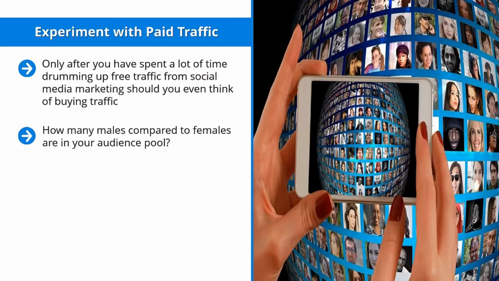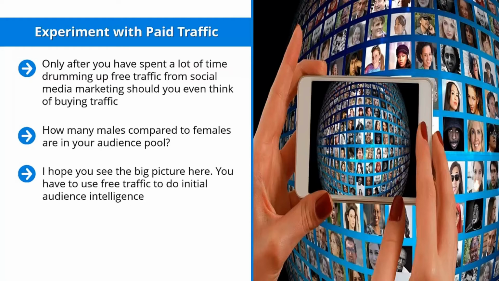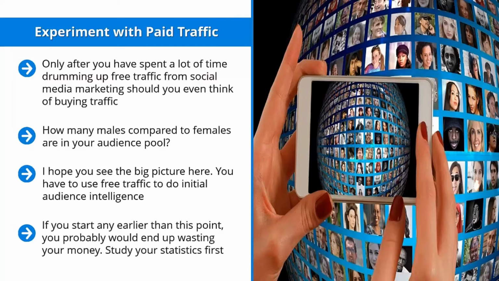Do males or females like certain types of content that you share? What are their age ranges? Where are they located? I hope you see the big picture here. You have to use free traffic to do initial audience intelligence. Once you've gotten all these important insights, you can then start paying for Facebook ads and other platforms' ads. If you start any earlier than this point, you probably would end up wasting your money. Study your statistics first. Pay close attention to audience patterns. Take out ads based on these patterns.